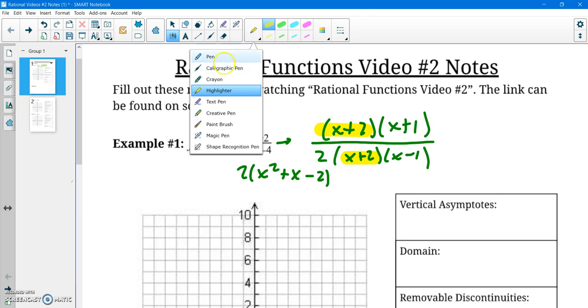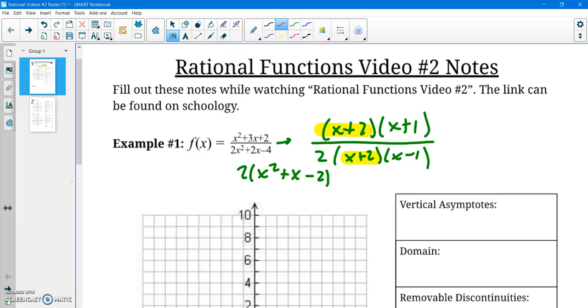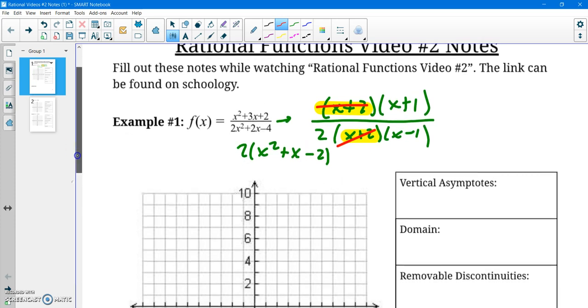Now I know what you're thinking, back to your Algebra days. Hey, can I just cross those out? And you can just cross those out. Okay? Graphically, something a little weird happens. We'll talk about that right now. So my vertical asymptote only happens at x equals 1 now. That x plus 2 that I crossed out doesn't count as a vertical asymptote anymore.